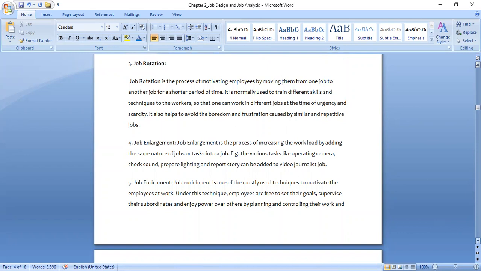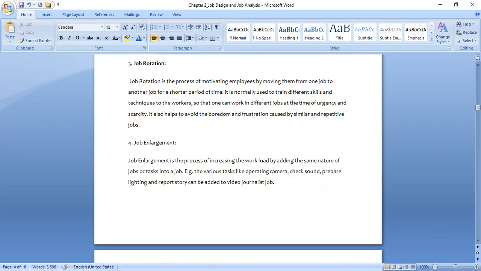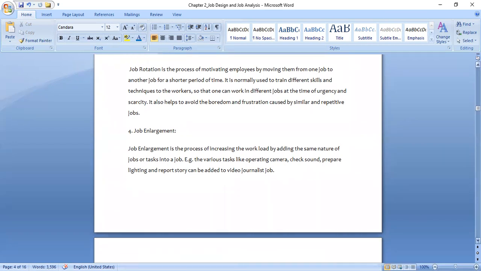And then job enlargement. Job enlargement means that, for example, if an employee is doing a particular job, you give them more tasks that are similar to that particular job, right? You widen the scope of that job. For example, if it's a video journalist, you give them tasks of, for example, operating the camera, checking sound, preparing the lights, making the report story. So all those are different tasks, but within the same position of a journalist, isn't it? So that's what we call job enlargement.